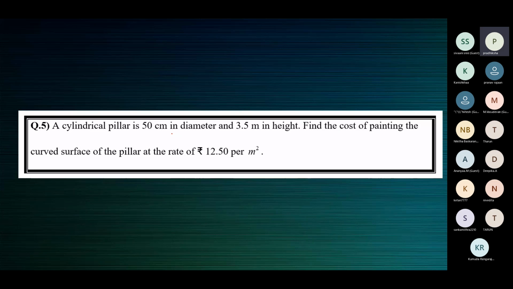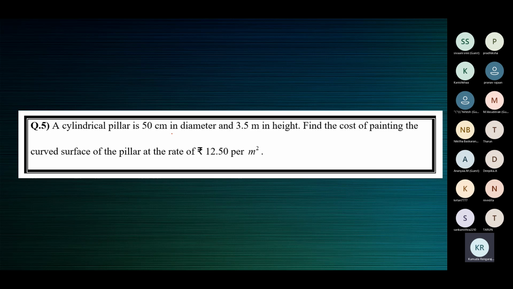The curved surface area. Okay, curved surface area we have to find because we have to paint only the CSA. So we'll find what area is available in the curved surface, using the formula 2 pi RH.